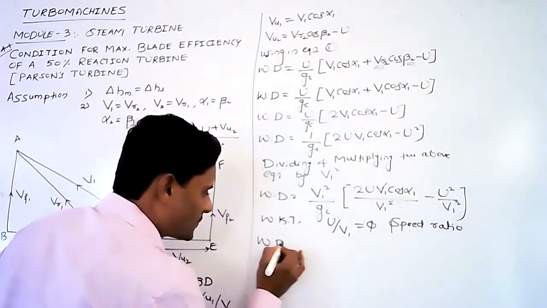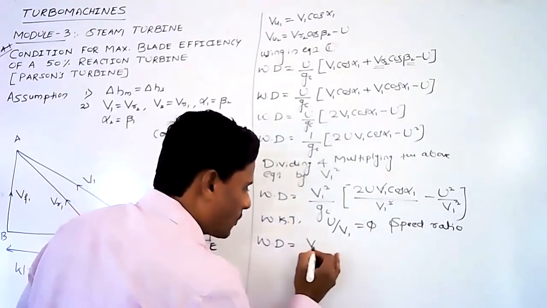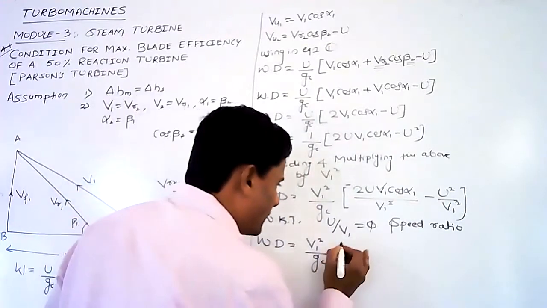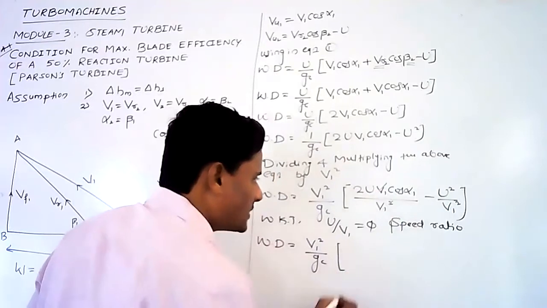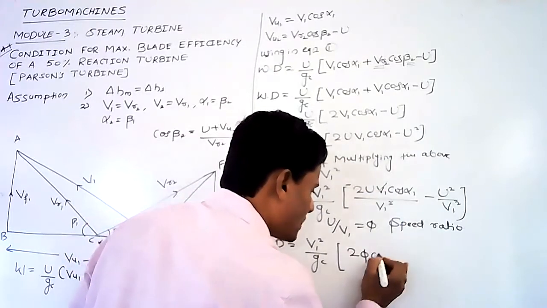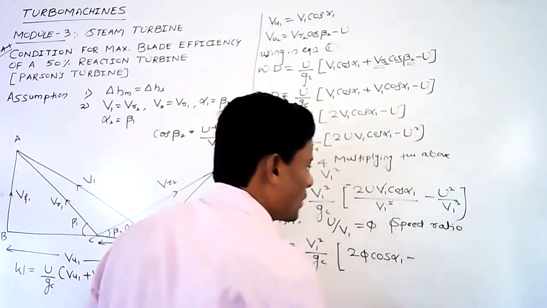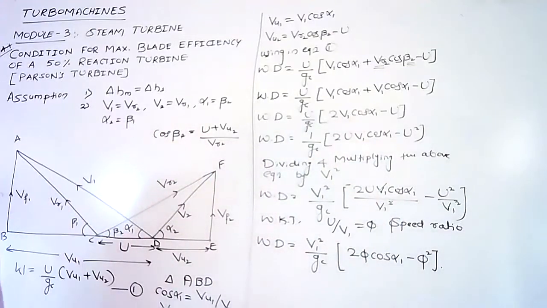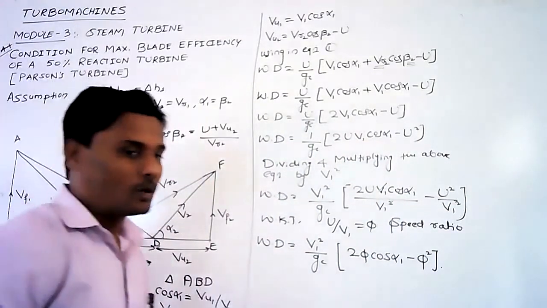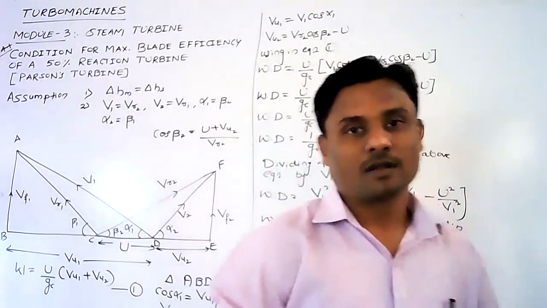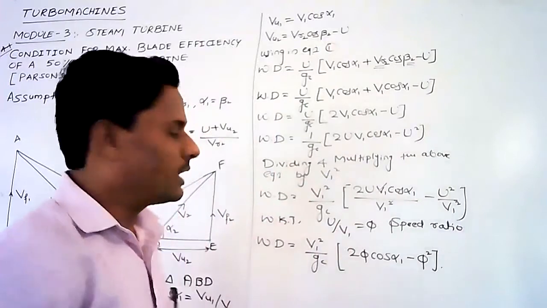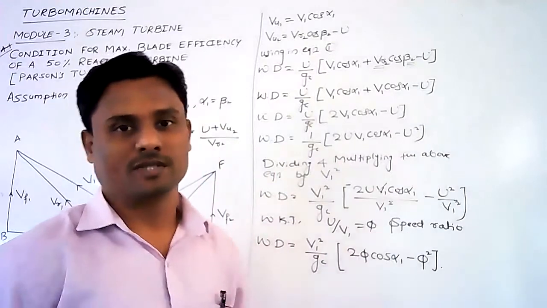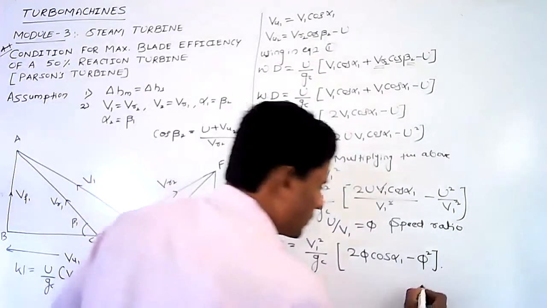So work done per kg of steam is given by V1 square by gc into, so u by V1, one V1 is remaining, 2 times phi cos alpha 1 minus u square by V1 square, which is phi square here. Now this is the work which is obtained from the runner per kg of steam. Now let us try to write down what is the energy which is supplied to the runner. Keep it as equation number 2.